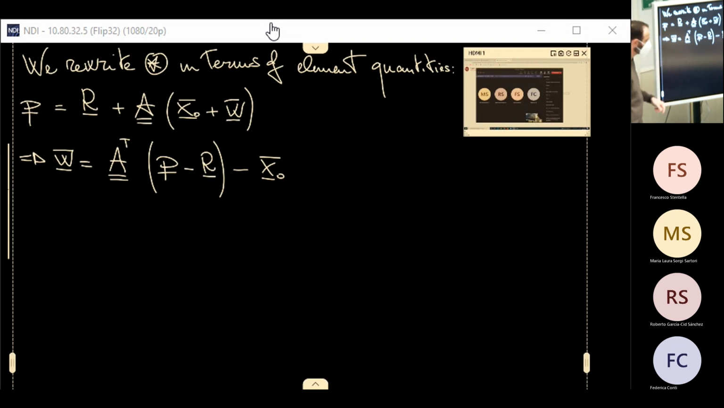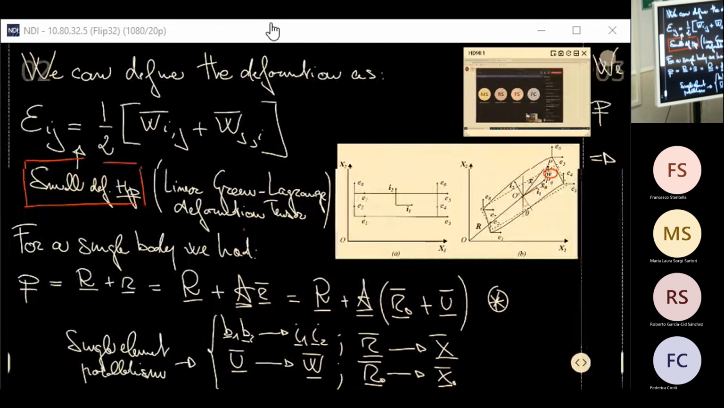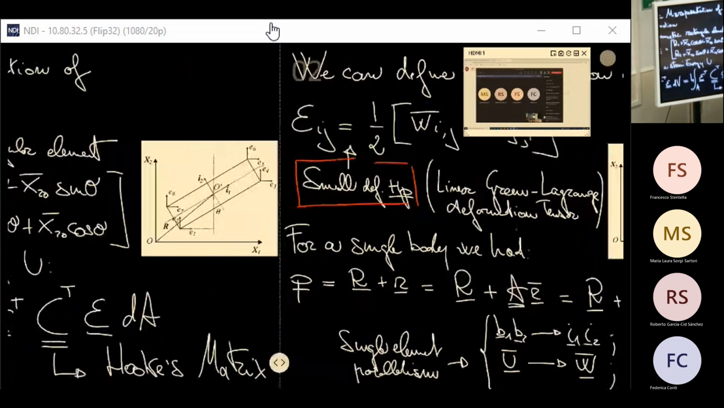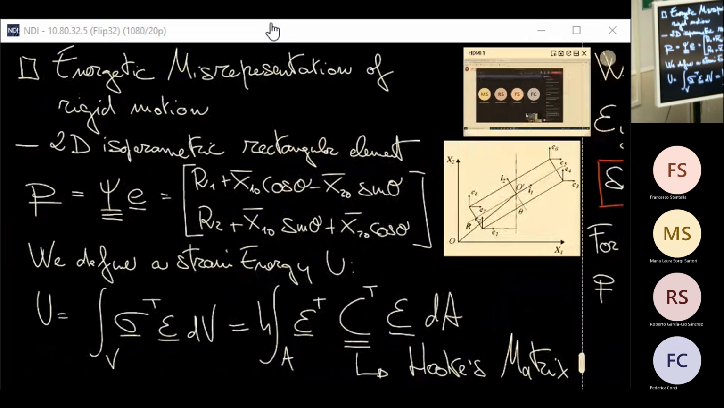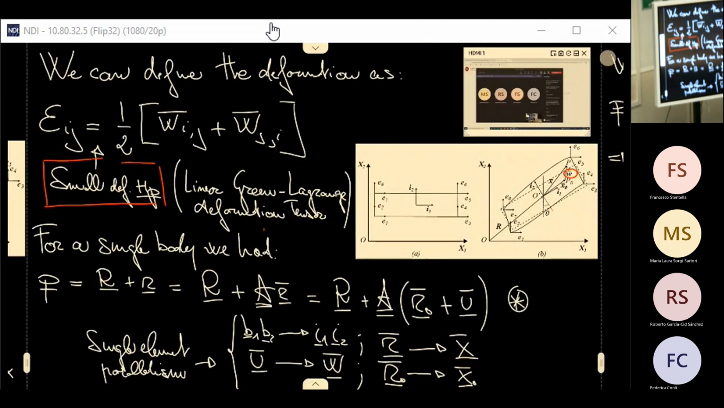So let's estimate this. We have everything here, no? So this is known. This is known. This one here, we have just derived last time, if you remember. It's this one. We recalled it at the very start. So we have everything. So let's calculate this. What is the amount of the displacement induced by the deformation, within a rigid motion, for the case of a 2D isoparametric rectangular element? This is what we're doing.